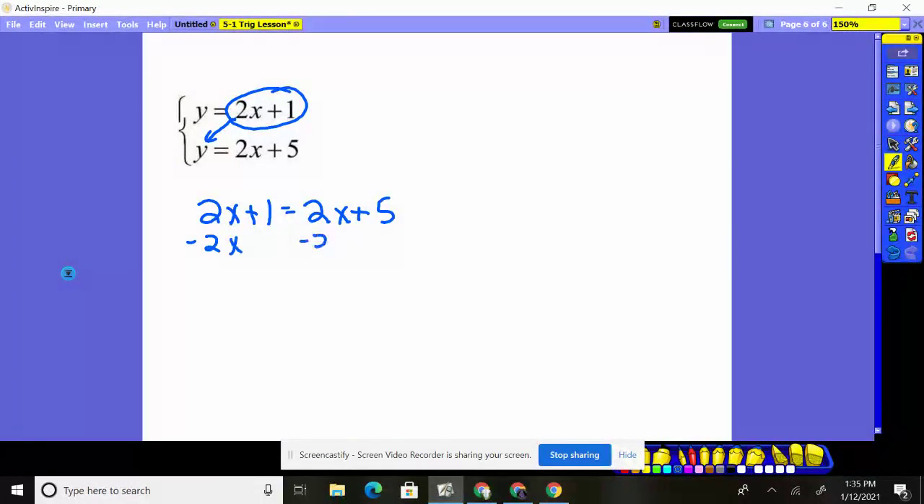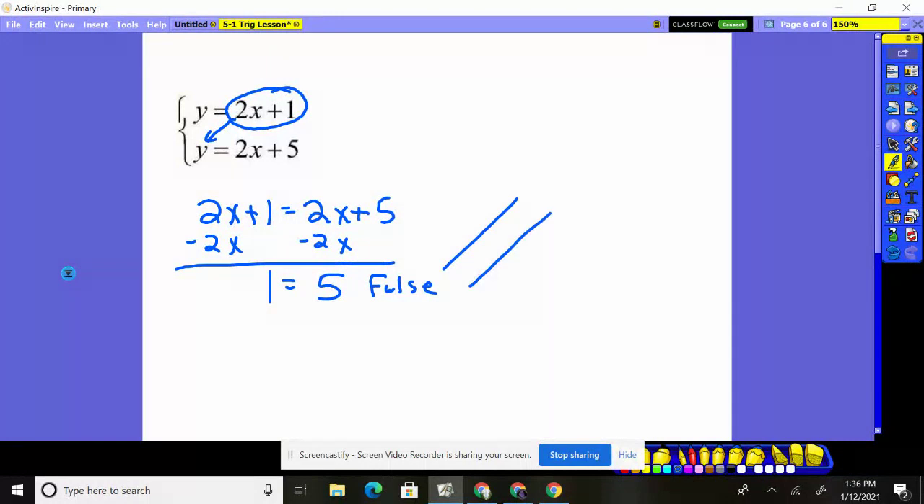This is a special case because notice when we subtract 2x, we get 1 is equal to 5. The x's totally disappear. Now, that's going to happen sometimes. When it happens, you have two situations. You're either going to get a false statement or a true statement. In this case, we got a false statement. That tells me that the two lines never have a point that they share. In other words, they're parallel. They never intersect. They're parallel. So that tells me there's no solution here.